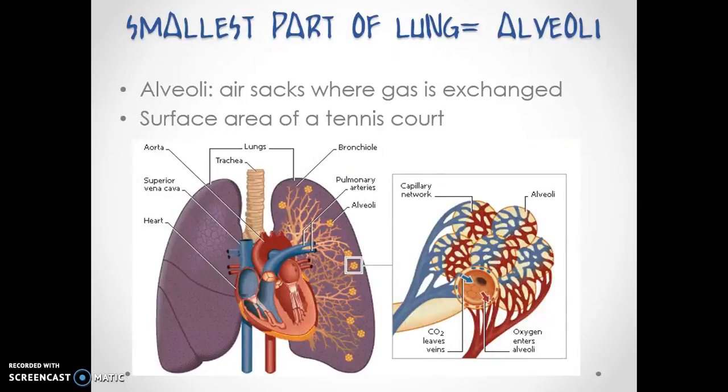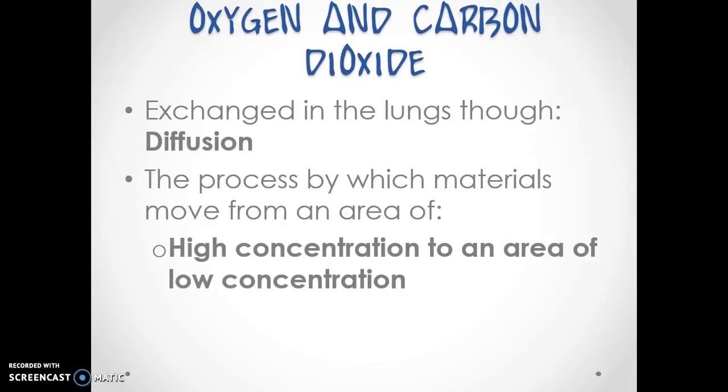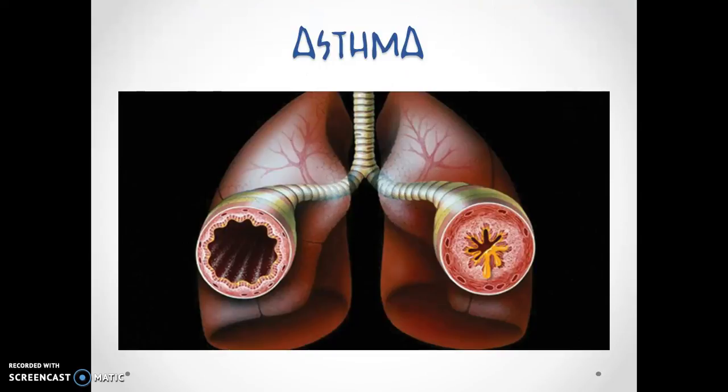So I will explain about the alveoli, which is the smallest part of the lung. An alveolus is an air sac where gas is exchanged. It has a surface area about the size of a tennis court, which allows for the easiest gas exchange. Oxygen and carbon dioxide are exchanged in the lung through diffusion, the process by which material moves from an area of high concentration to an area of low concentration. And if a person has asthma, they will have this kind of structure in their respiratory system.